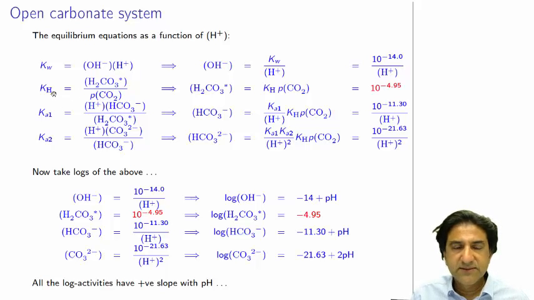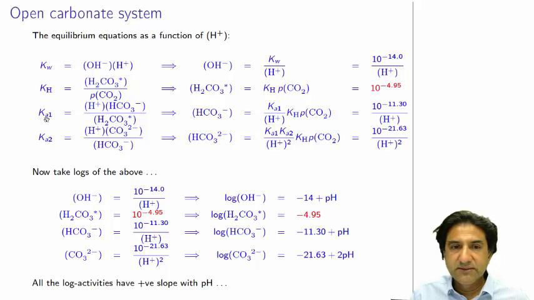The Henry's constant is equal to the concentration of H2CO3 star on the external pressure. That's just a rearrangement. Or H2CO3 equals Henry's constant times the pressure. We had that before, which is equal to 10 to the minus 4.95. Why? Because we know what the pressure of the CO2 is, it's about, unfortunately, 400 ppm now, and we know what the Henry's constant is. So this is constant, because the atmospheric pressure is constant. So therefore, the H2CO3 is constant. That's what I said. It remains constant.